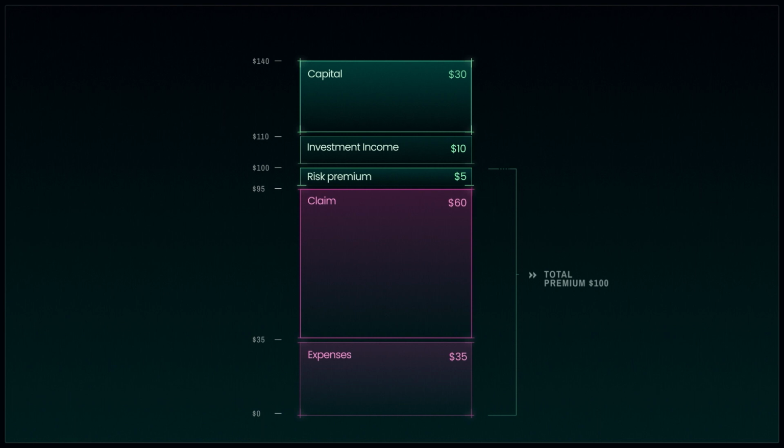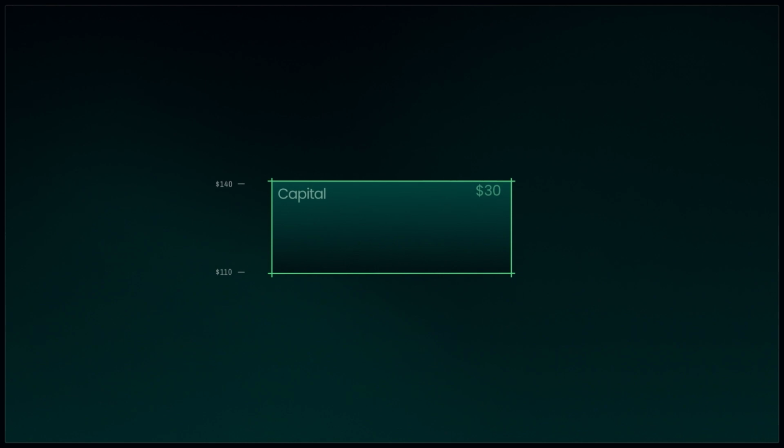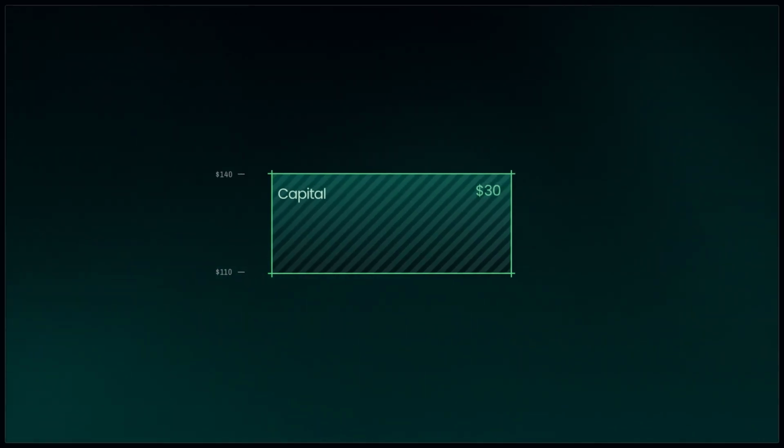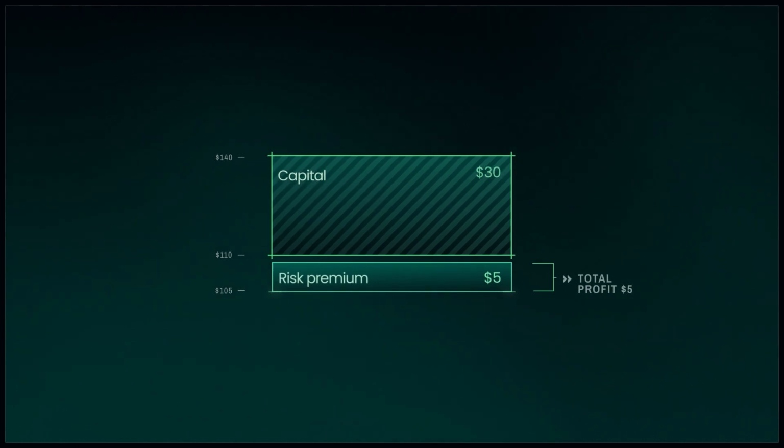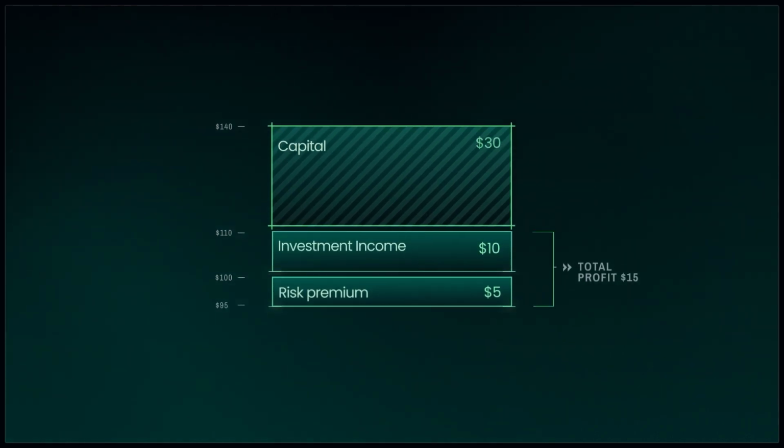From this, we can see that the profit includes $5 from the premium plus $10 from the investment income for a total of $15. This leads to a MOIC of 1.5. As can be seen, the capital provided by investors is subordinated by the components of profit, the embedded profit in the insurance premium, and the investment income.